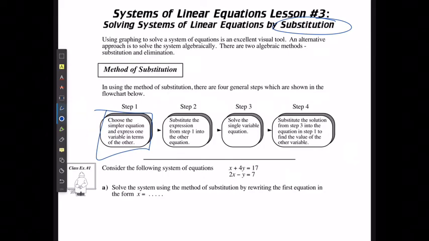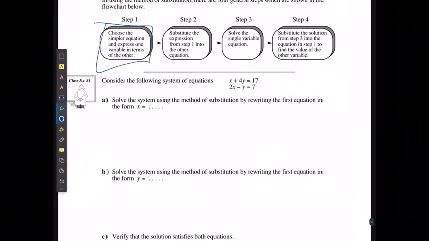We can solve for that variable using that one equation, and then take the solution from that equation and substitute the value of that variable back into the first equation in order to solve for the second variable. So let's take a look at how this works.